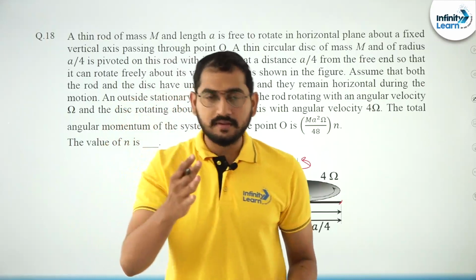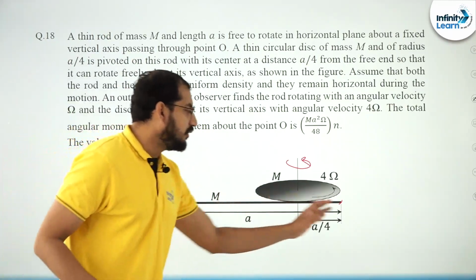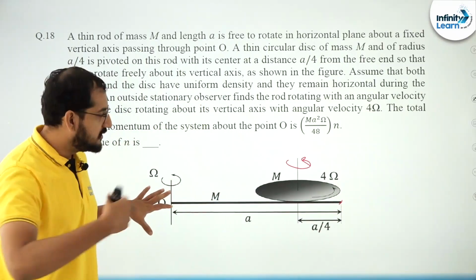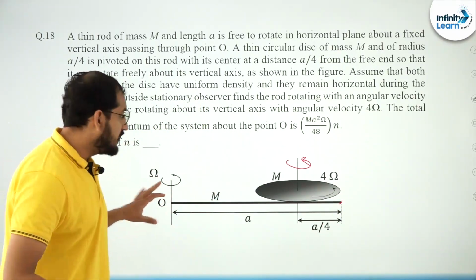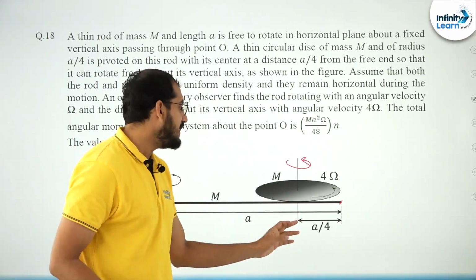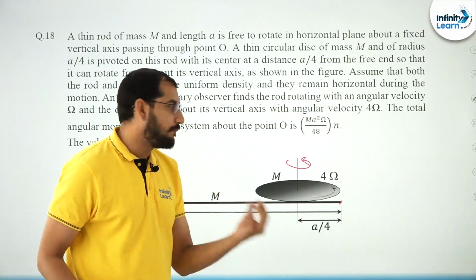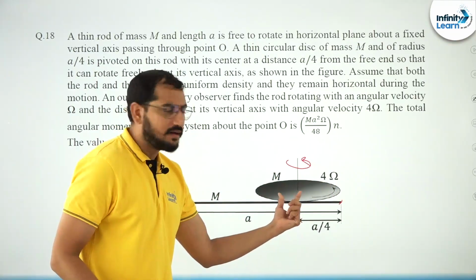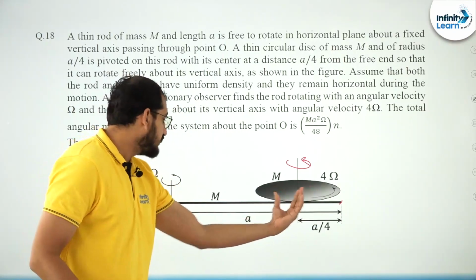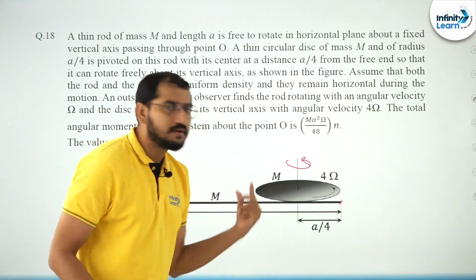So what is going to be my strategy? Very simple. First I will calculate the angular momentum of the rod, then I will add the angular momentum of the disk about this axis, and then finally I will imagine this disk to be a single particle situated over here, and later I will apply the shifting, and I will write the angular momentum of this disk as a particle.